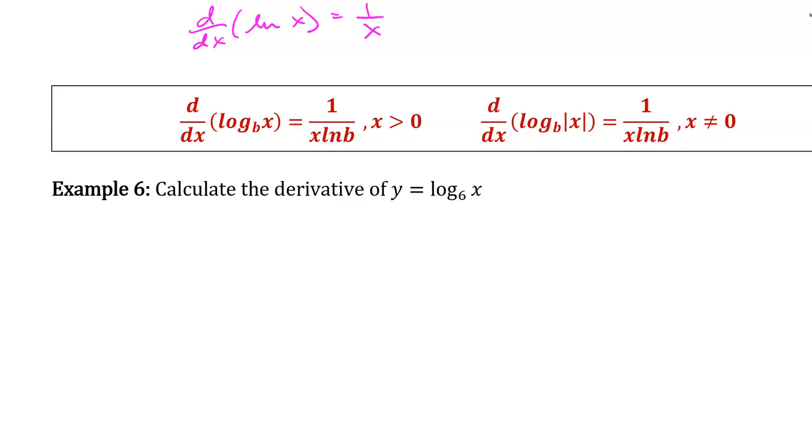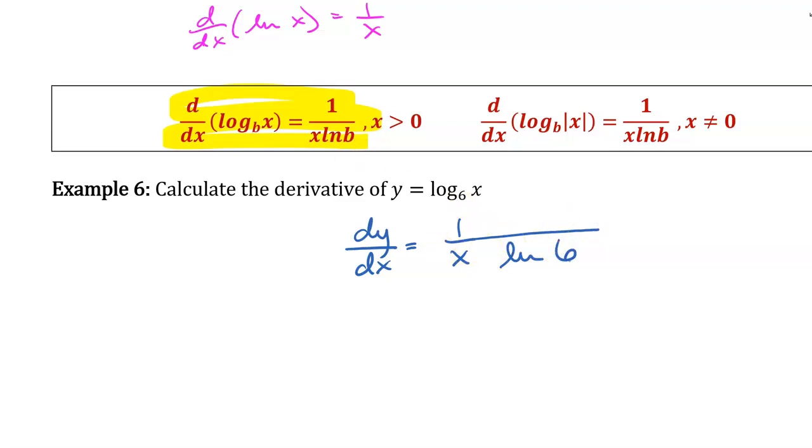And application is just as before. So if in this lovely example we have 6 log base 6 of x, and we want to find the derivative, then according to this formula right here, we're going to take the 1 over x part, that'll be right there, and then the natural log of the base, in our case 6. And that's it. Ta-da! All done. At least for that one.